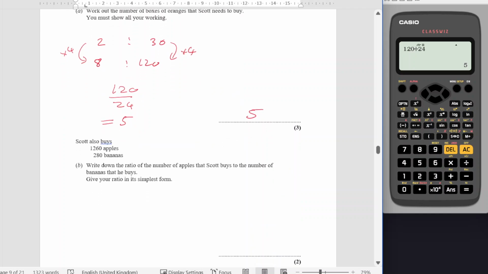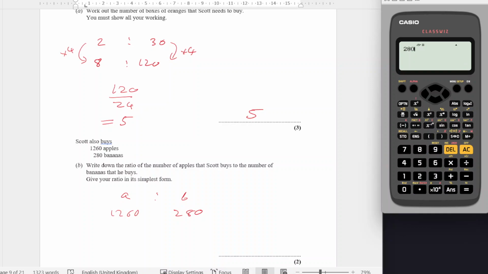Scott also buys 1,260 apples, 280 bananas. Write down the ratio of the number of apples Scott buys to the number of bananas that Scott buys. So we're looking at apples to bananas. 1260 to 280. You can cancel it down how you want. I tend to use my calculator, type it in as a fraction, and it will automatically cancel it down for me. I tend to put the largest of the ratios on top, just to save going into mixed fractions. So 9 to 2.